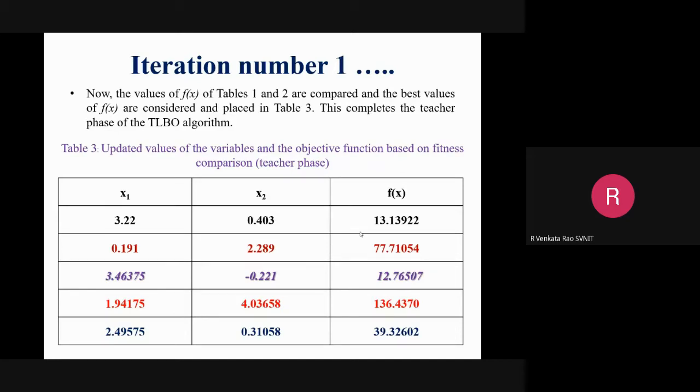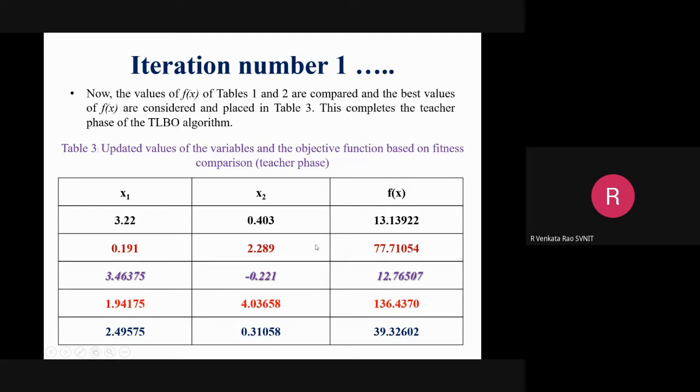Whose objective function value is minimum? If you observe, 13.13 is less than 77.71, and as ours is a minimization function, this 13.13 is better. That means our first student is better than the second student. Then the knowledge transfer should take place from the first student to the second student, because the first student's objective function value fx is better than the objective function fx value of the second student.